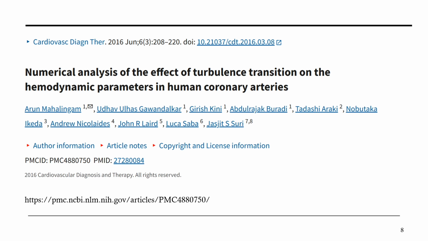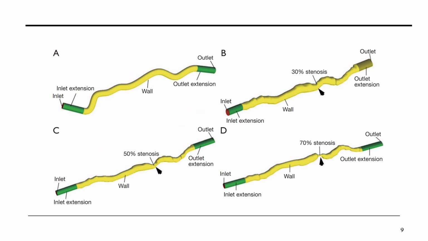Using computational fluid dynamics techniques, specifically the transitional shear stress transport turbulent model, researchers analyzed varying levels of blockages like 0%, 30%, 50%, and 70% to measure factors like wall shear stress. This method provides insight into how turbulence influences blood flow, improving predictions for managing heart disease in clinical settings.